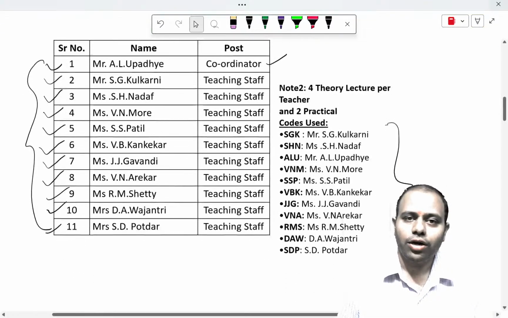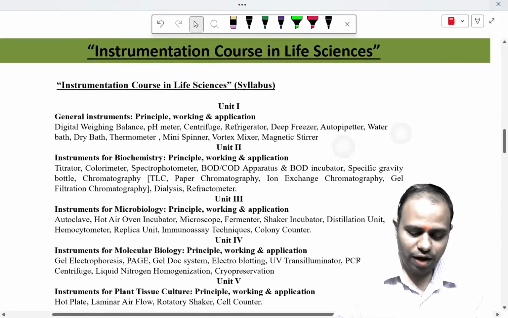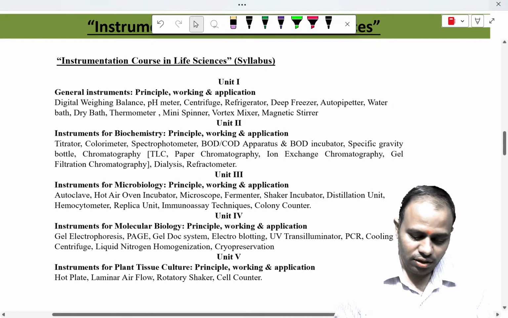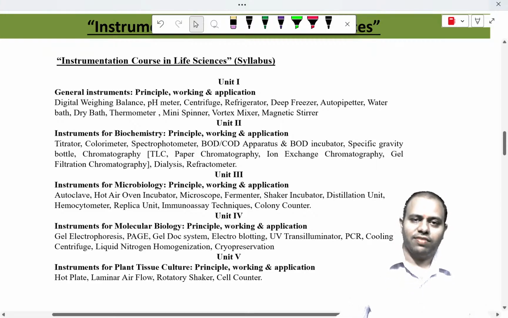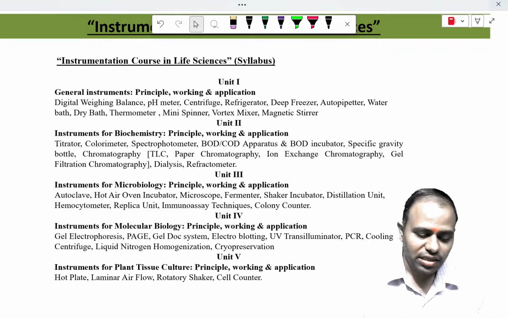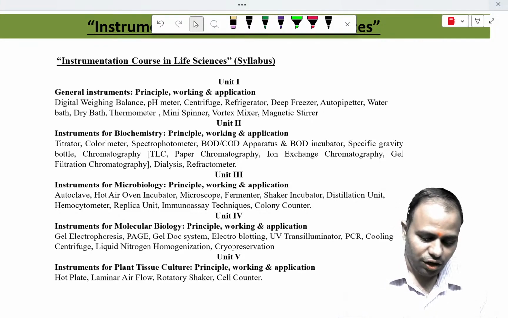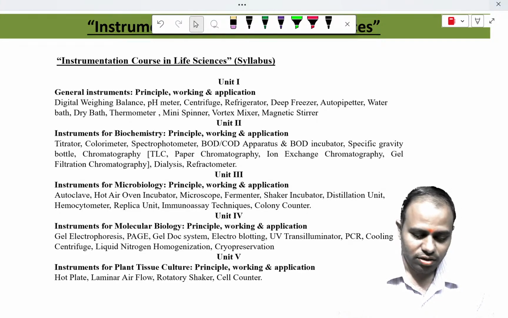Let's see now the syllabus for the faculty that is distributed. You can see now the syllabus that is prescribed by the BOS Biotechnology for the instrumentation course in life sciences. This instrumentation course in life sciences is given this syllabus which is present in front of you. You can see there are different areas or different instruments that are included which are used in life sciences.